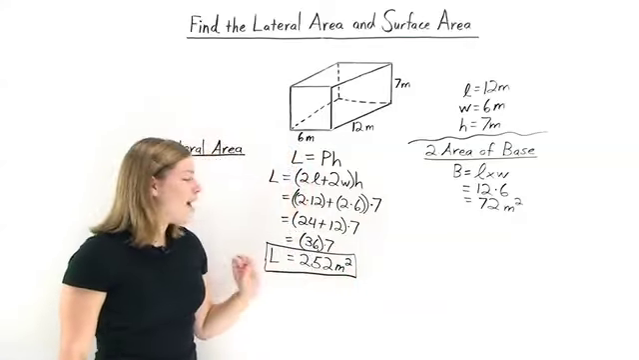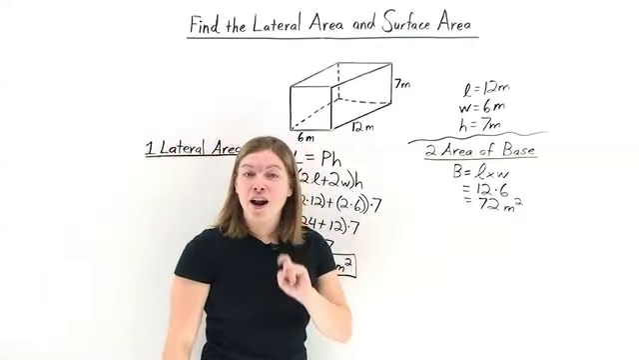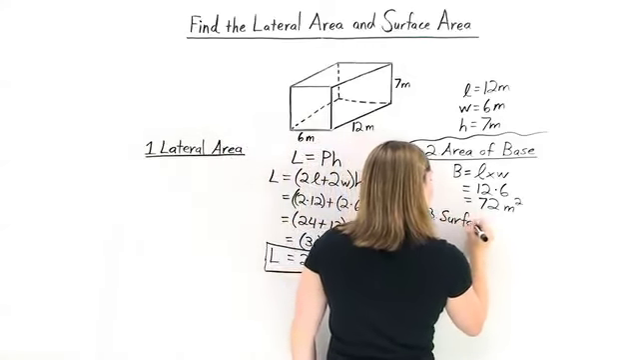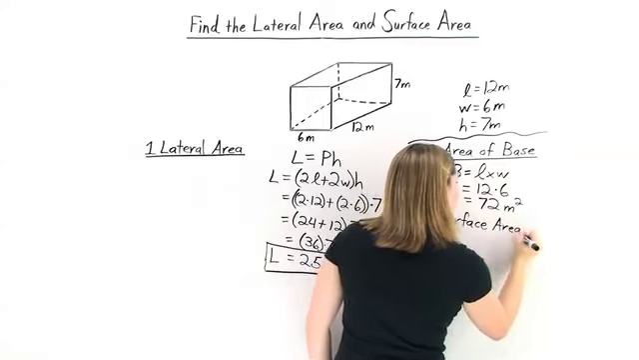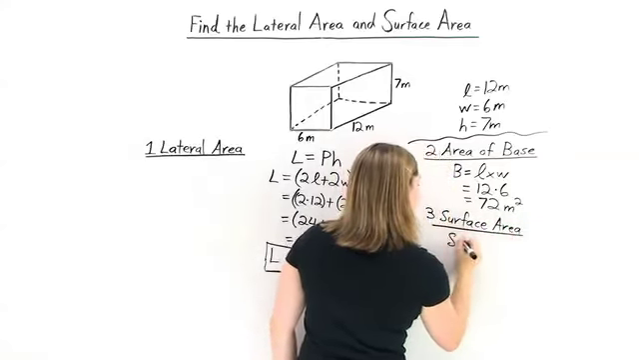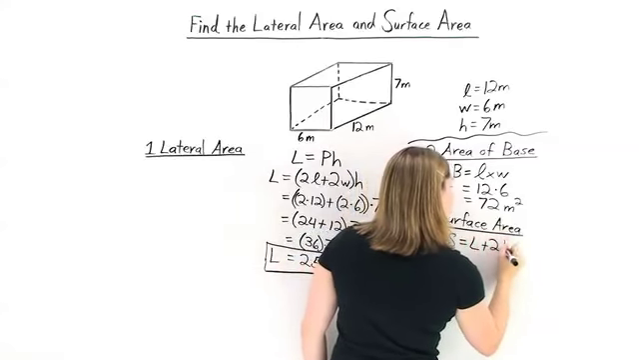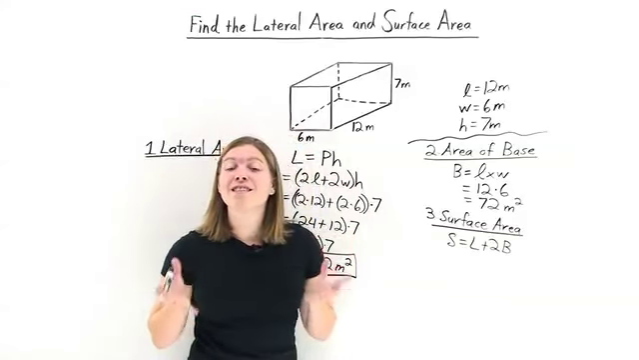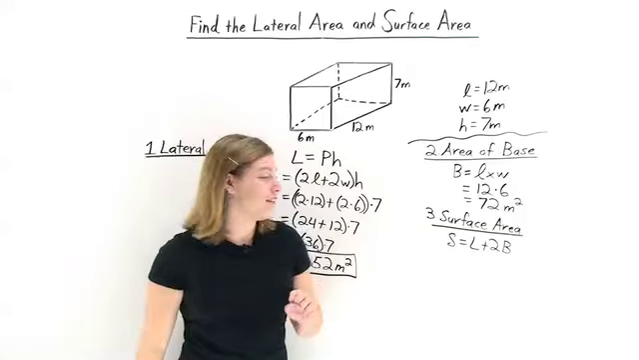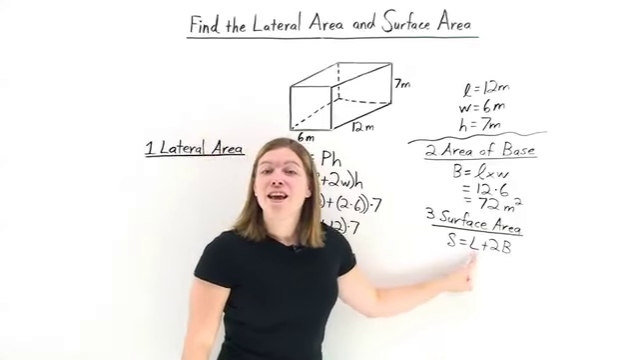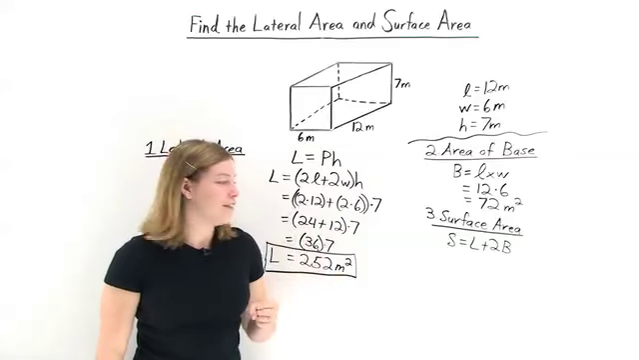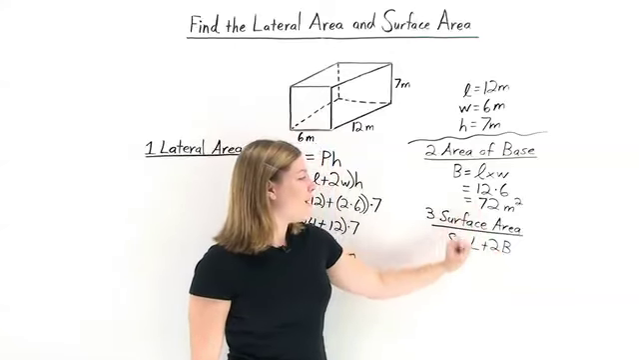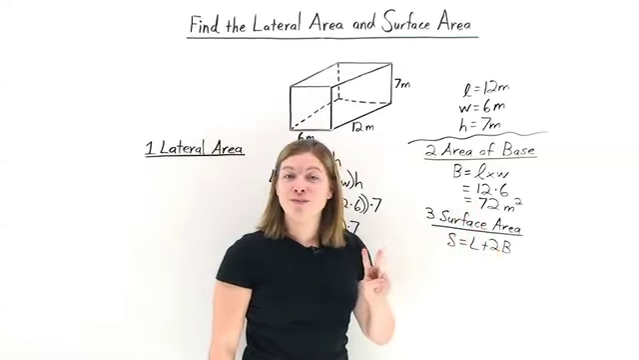Now we have our lateral area and the area of one of our bases. We can now find the surface area of this prism. To find the surface area, we want to take the lateral area, L, and add 2 times the area of the base. Remember, the surface area is the sum of all the areas of all the faces. So the lateral area is the sum of the areas of all the lateral faces. Then we need to add the area of both of our bases. Since we found the area of one base, we need to multiply that by 2, since we have 2 bases in this prism.